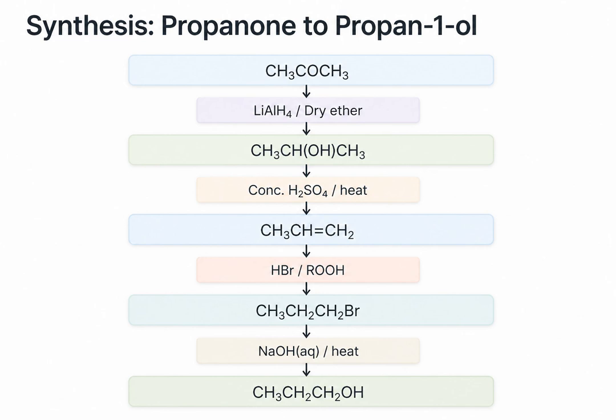To move the functional group to the terminal carbon, we perform an anti-Markovnikov addition using hydrogen bromide in the presence of peroxides, giving 1-bromopropane. Finally, nucleophilic substitution with hot aqueous sodium hydroxide yields our target, propan-1-ol.